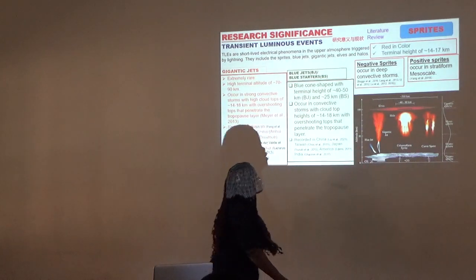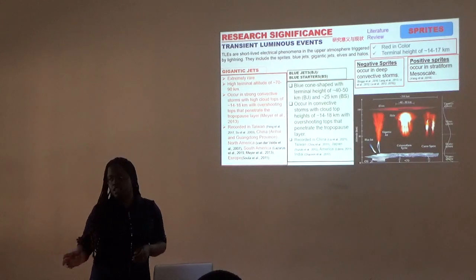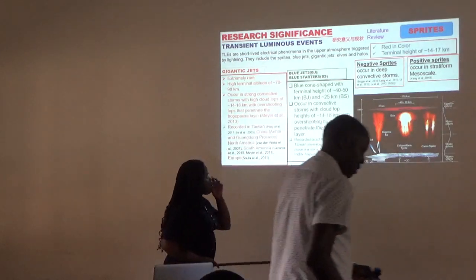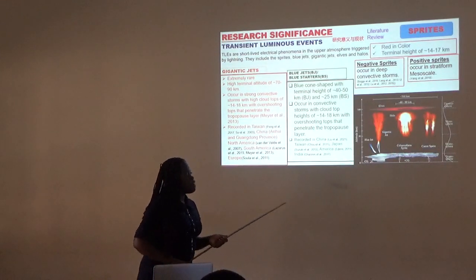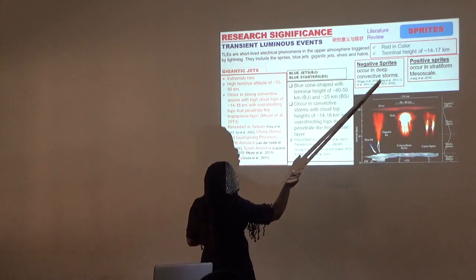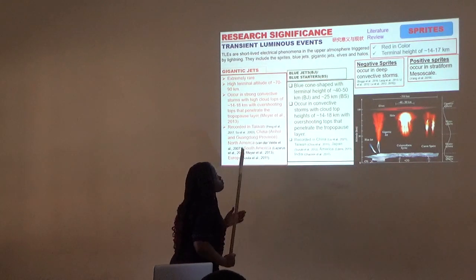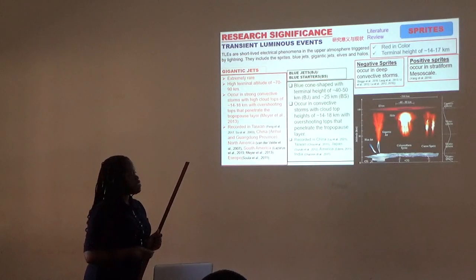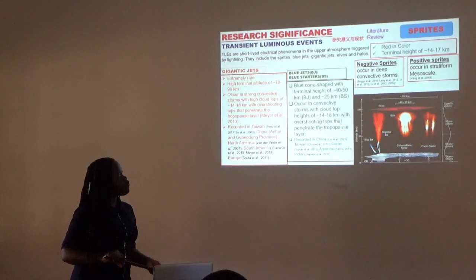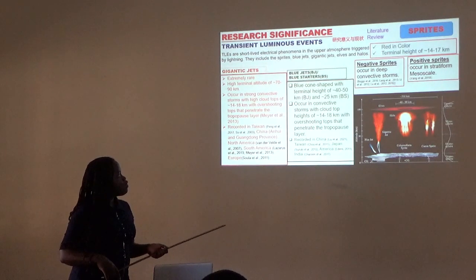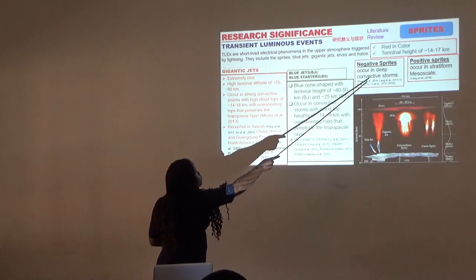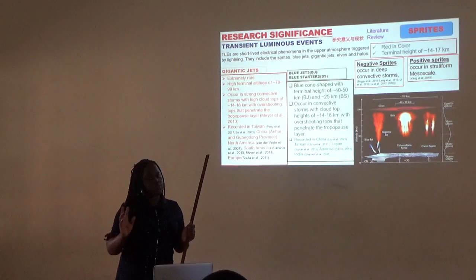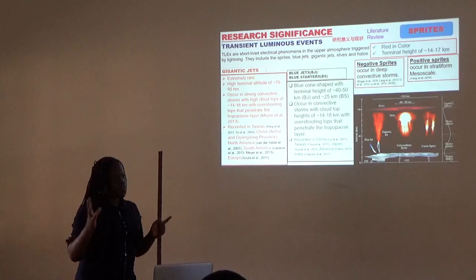These are the sprites. They are red in color. They are categorized into negative sprites and positive sprites. The negative sprites are the ones that occur with negative cloud to ground lightning, and the positive sprites mostly occur with positive cloud to ground lightning. The negative sprites occur with convective storms, and the positive sprites mostly occur in stratiform kinds of storms, which are not so strong.